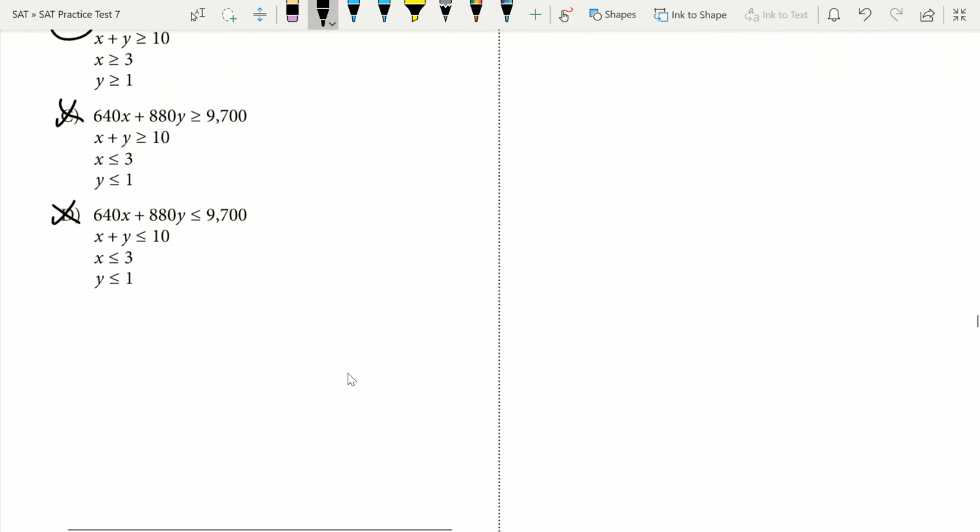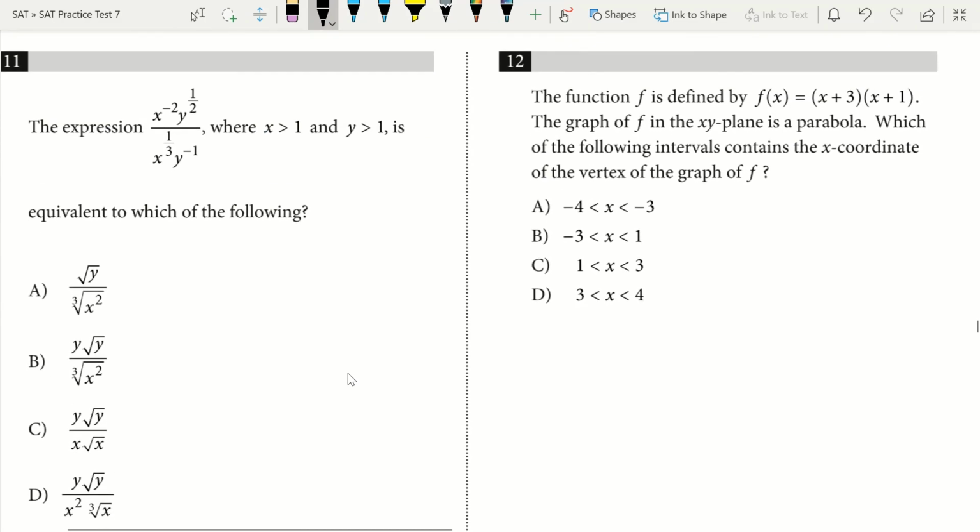All right, question 11. The expression given here, where X is greater than 1 and Y is greater than 1, is equivalent to which of the following? All right, what I'm going to do, since I have a division here, is I'm going to have X to the -2 minus 1/3, because I subtract what's in my denominator. That's going to give me X to the -7/3, and then I have Y to the half minus -1, which becomes +1.